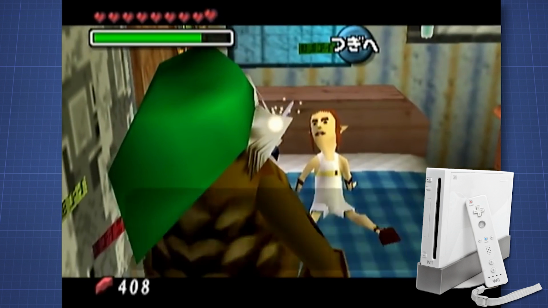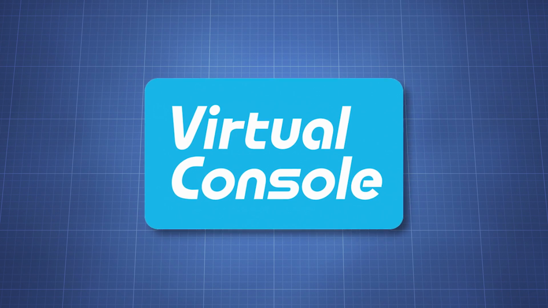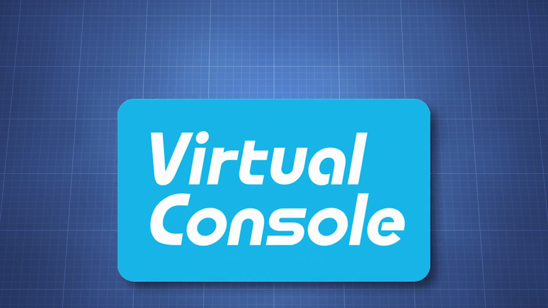So as you can see, emulation doesn't always come with benefits. As with pretty much everything, there are some ups and downs.